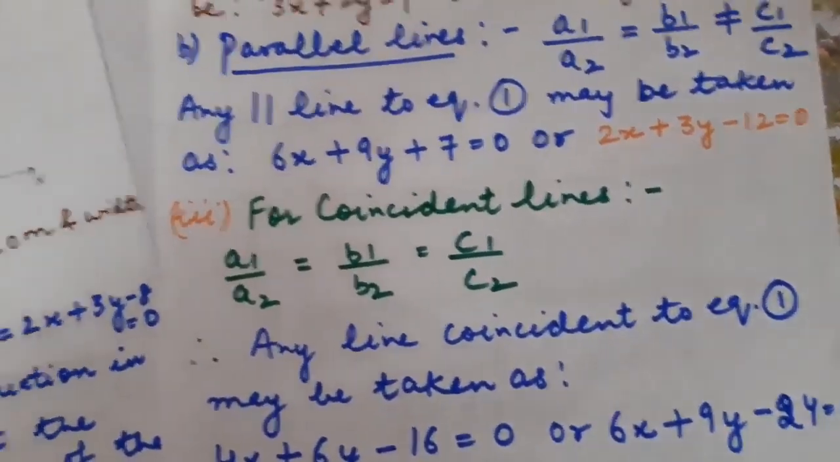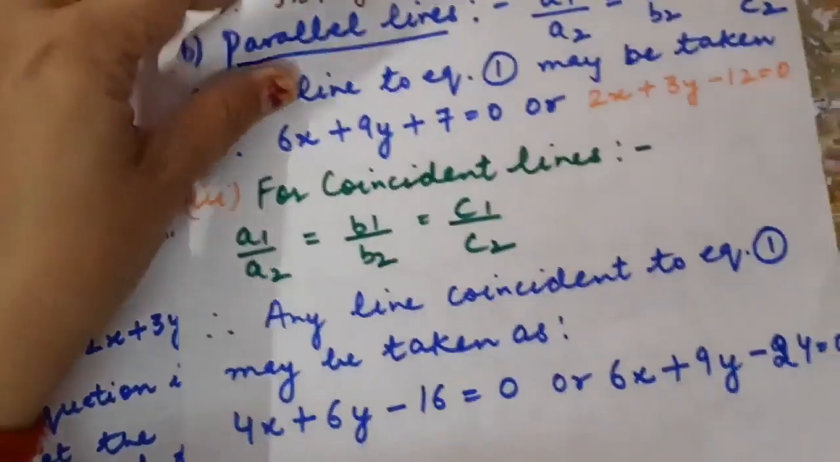Understood? So now what will be your maths homework? You have to do question number 3, question number 4 and question number 7 of exercise 3.2 of NCERT.